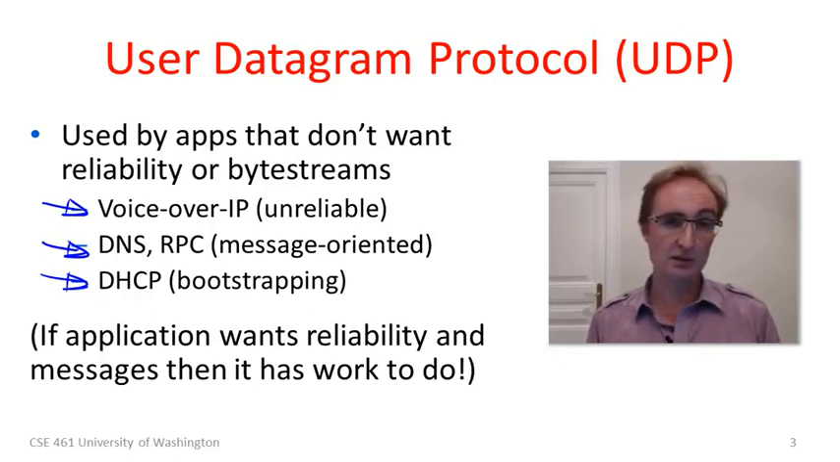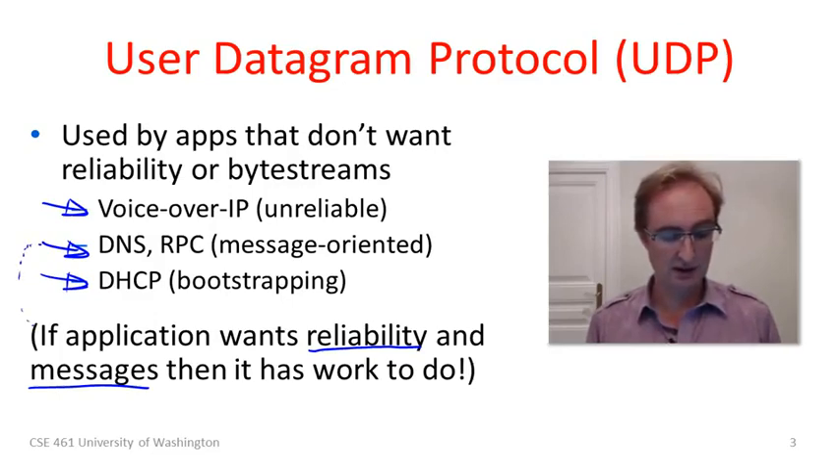By the way, you can see from this list and reasoning that if an application wants both reliability and messages, then it has work to do. UDP gives you unreliable messages, TCP gives you a reliable byte stream. Reliable messages fall somewhat in between. So for instance, protocols that want that, like the DNS, must provide the reliability themselves as part of the application level protocol. So in that sense, the internet protocols, TCP and UDP, aren't a good fit to all applications.